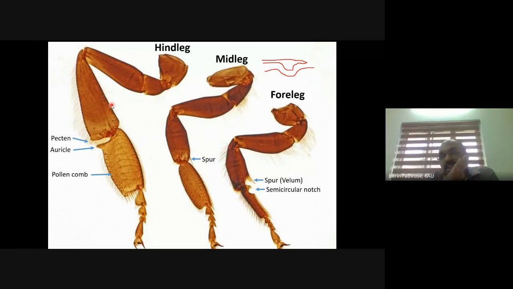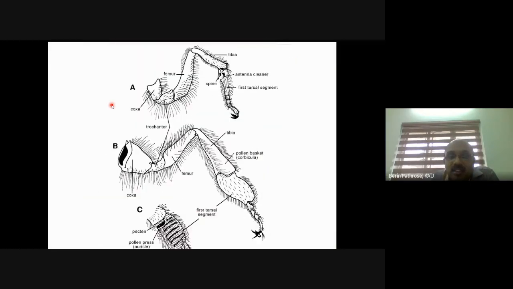It is having a concave surface, and into the concave surface all the pollen grains will be loaded. And this concave surface on the outer surface of the hind tibia is called the pollen basket, the basket which carries all the pollen. This pollen basket is also called corbicula. I will show how they carry it.